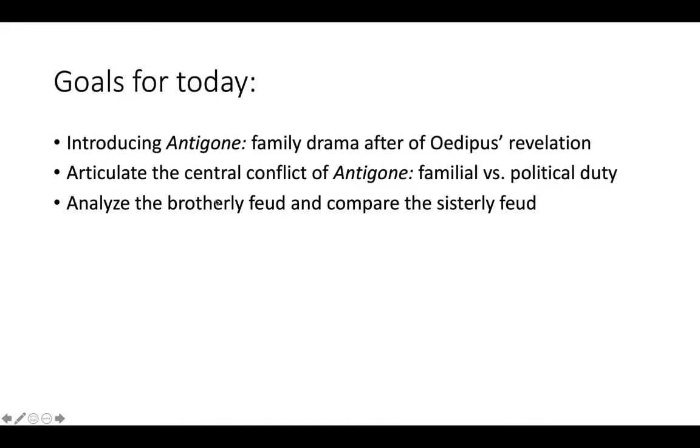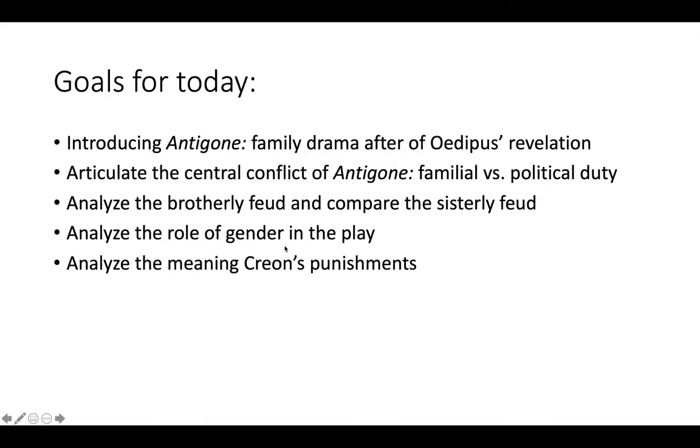We'll analyze the brotherly feud in the play and compare the sisterly feud. Finally, in this semester, we have two sisters who actually interact with one another in this play. Of course, actually throughout all this, but we'll just put an underline on it, the role of gender in this play is very important, so we'll consider that.